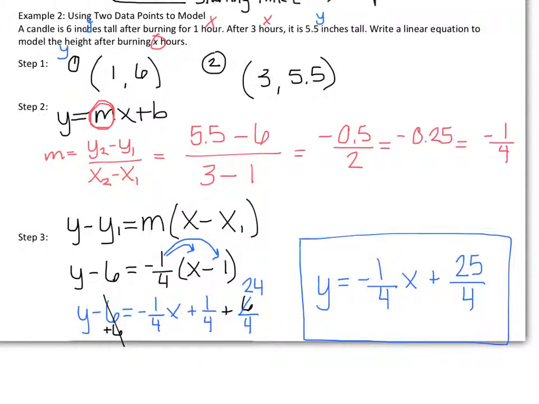There's our answer. X, if you remember, is time in hours. Y is height in inches.